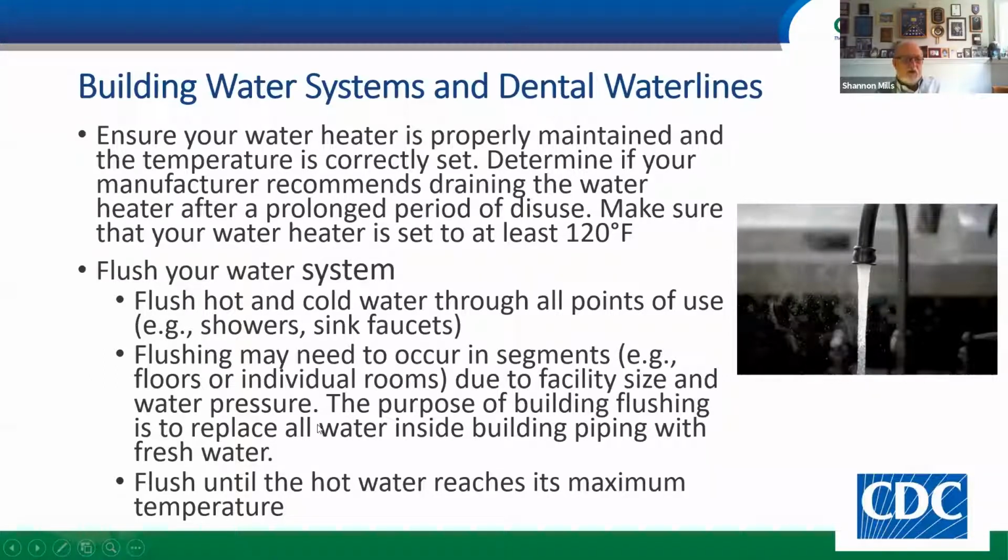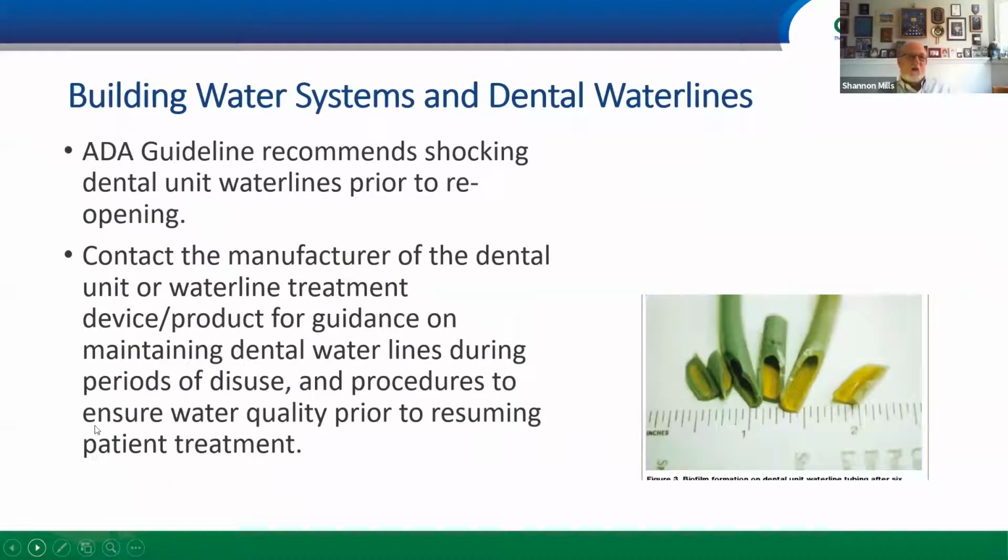And again, you may have to do it in stages because it's going to drop the pressure somewhat. And the idea is to replace all the existing water and reintroduce a chlorine residual into the building water piping. And they recommend that you flush it until the maximum hot water temperature is reached. And that should be sufficient. If it were me, I'd let it go a little longer because we can be infected from this water as well.